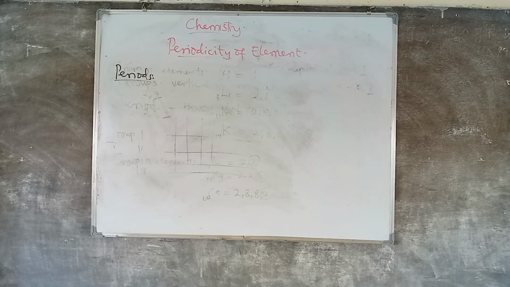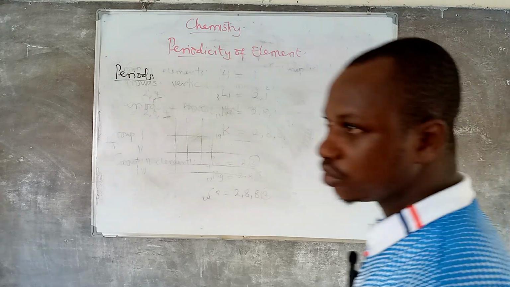Properties of elements in the same period. We are still studying periodicity of elements. Like we said before, the periodic table is classified basically into two, which are groups and periods. We have 8 groups and we have 7 periods.